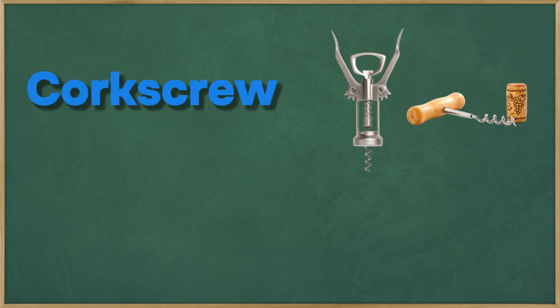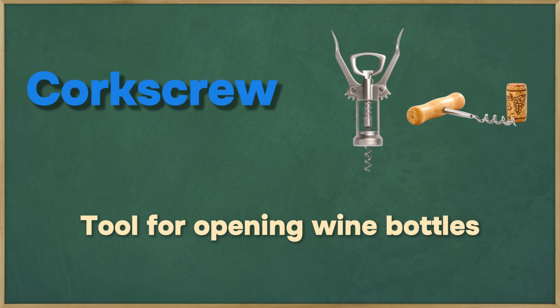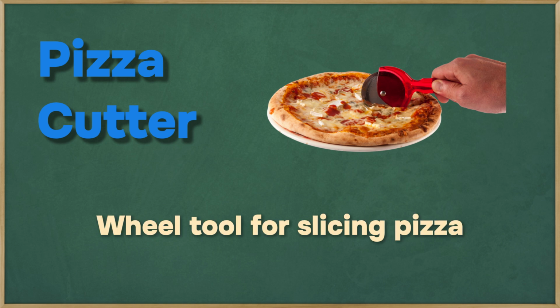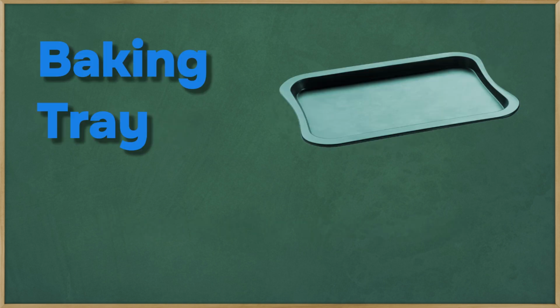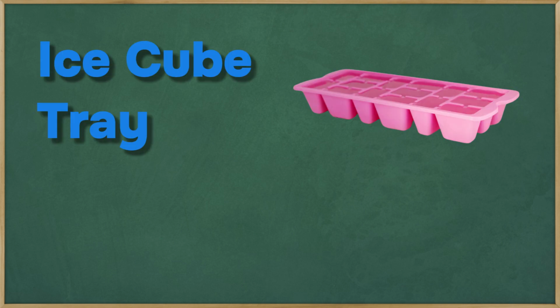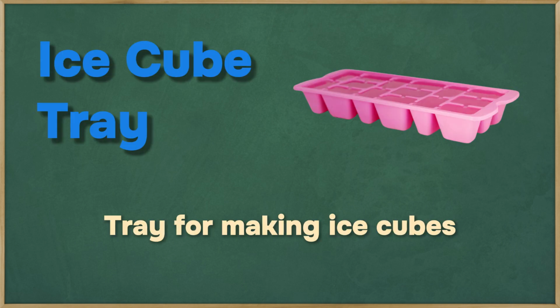Corkscrew. Tool for opening wine bottles. Pizza cutter. Wheel tool for slicing pizza. Baking tray. Flat pan for baking in the oven. Ice cube tray. Tray for making ice cubes.